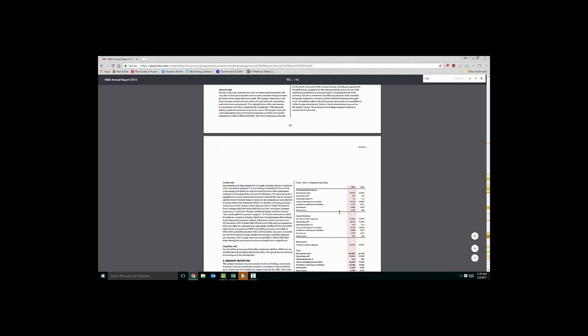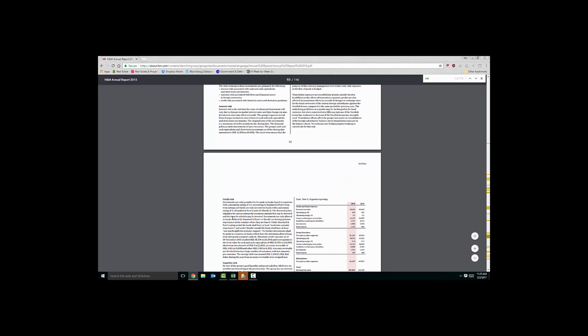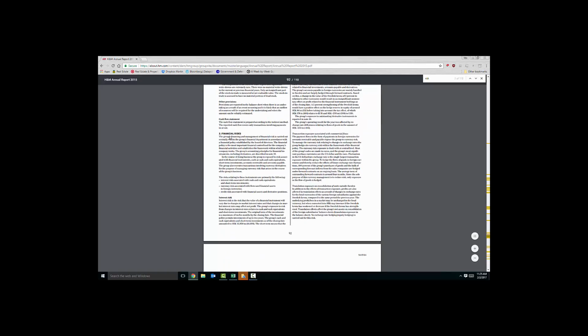And again, we go down, we see credit risk, liquidity risk, and so on. Again, there might not be that much interesting information, but you do need to go through each and every heading to understand what it is that they're talking about.